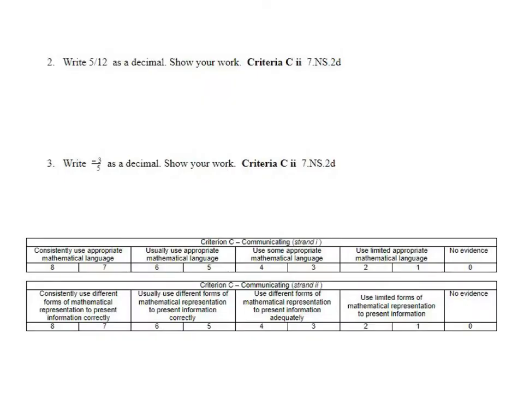All right, so for question number 2, it says write 5/12 as a decimal. So really what you need to do is go ahead and divide. The 5, or the numerator, will go under the division sign, okay? And the denominator will go on the outside. So it would be 5 and then 12 on the outside.